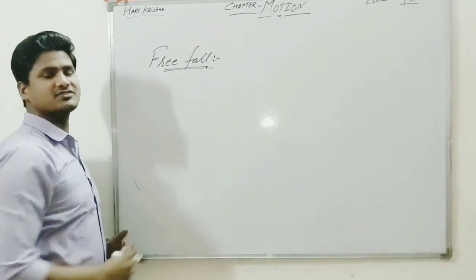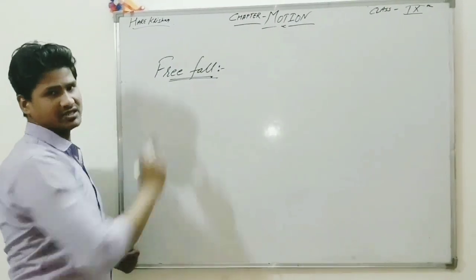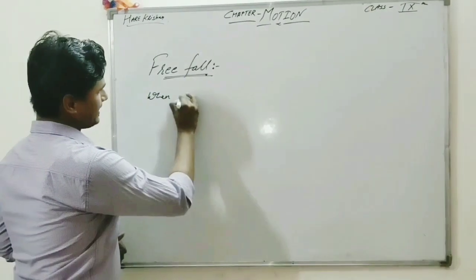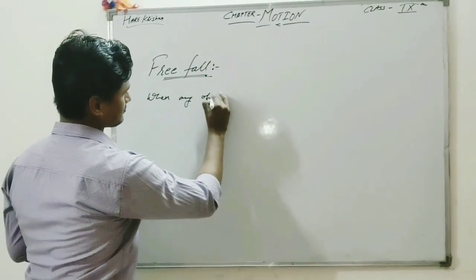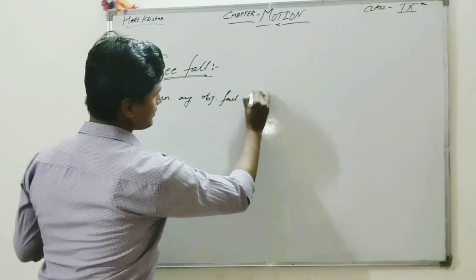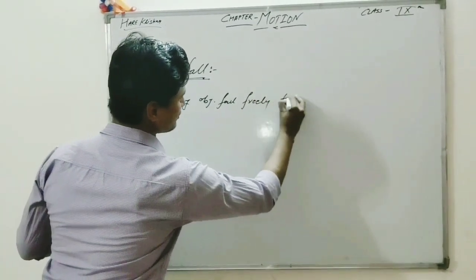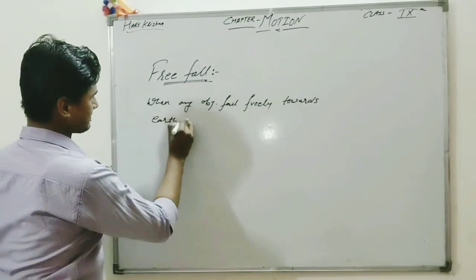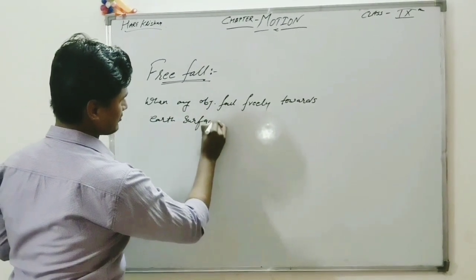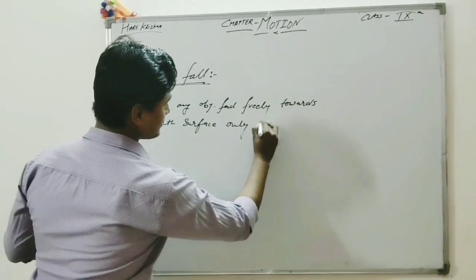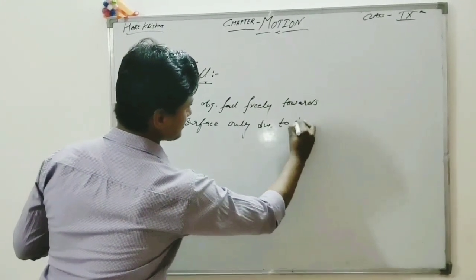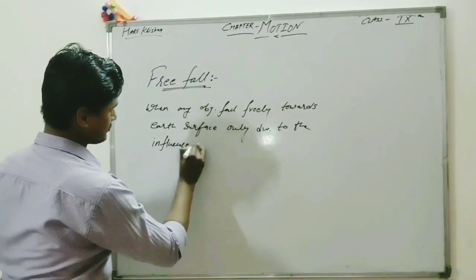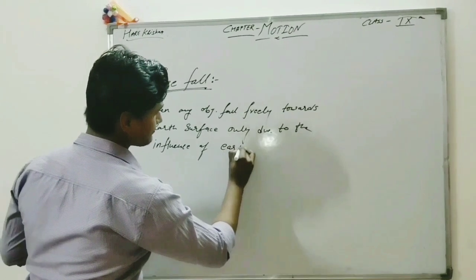Now our next topic is free fall. What does the free fall term mean? It can be explained as when any object falls freely towards Earth's surface only due to the influence of Earth's gravity.